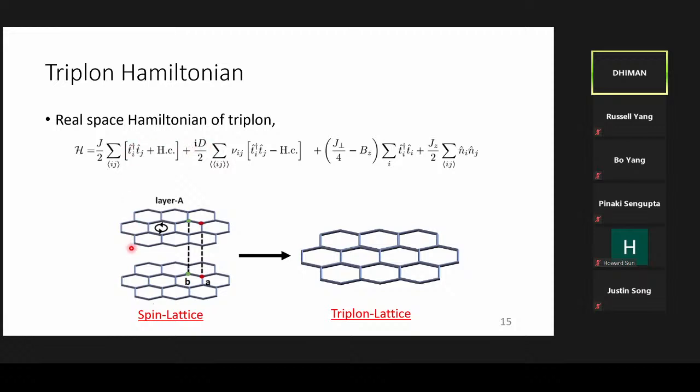It is noticeable that after we transform the Hamiltonian in terms of triplon, it goes from a bilayer system to a single layer system of the triplon, because the triplons reside on the interlayer bonds, and it becomes a Hamiltonian of triplons on a single layer honeycomb lattice.